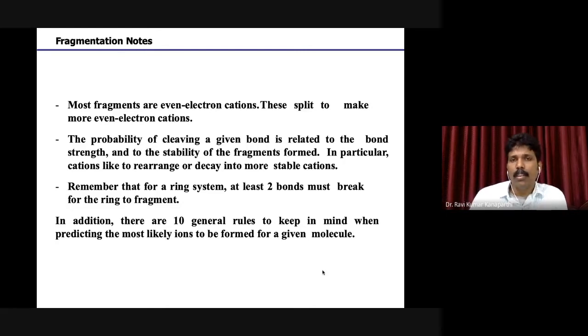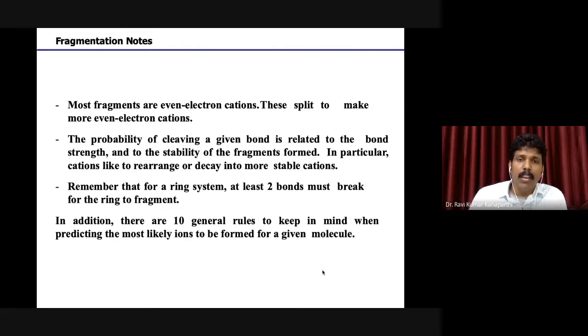Positive means that electrons are knocked out, except for the molecular ion. There is an exception: the molecular ion will always have an odd number of electrons because only one electron is knocked out. Therefore, it will always be an odd electron species. The molecular ion is always an odd electron species, except for that one. Most of the things you see in the mass spectrum are generally even electron fragments.